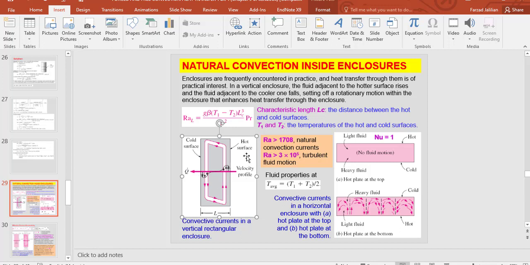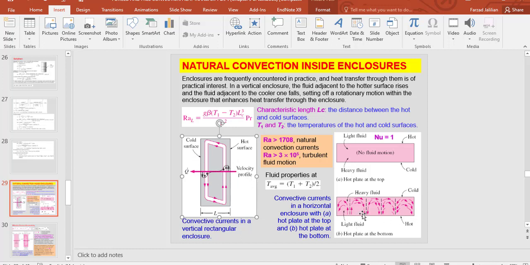So we can use this Rayleigh number to know if we have natural convection or not. Then we can use this Rayleigh number again to know if the fluid flow is laminar or turbulent. And to find this Rayleigh number, we need beta, which, if you remember, was equal to 1 divided by T, or temperature. That T should be T average, which is T1 plus T2 divided by 2.